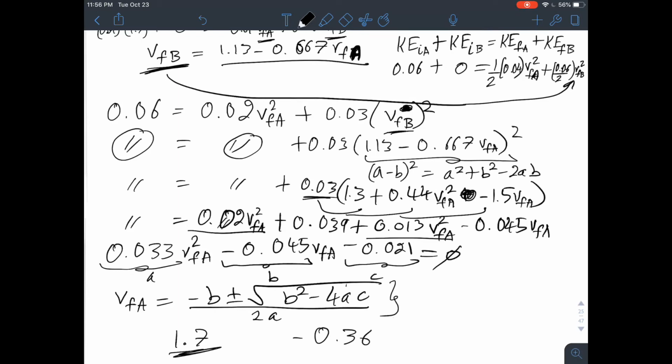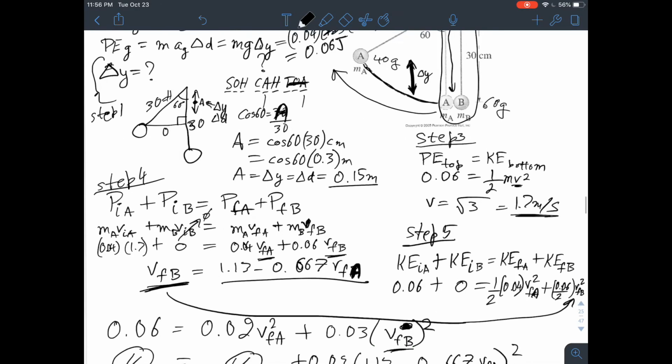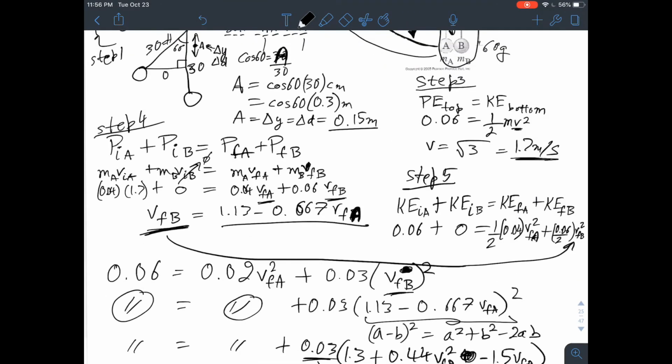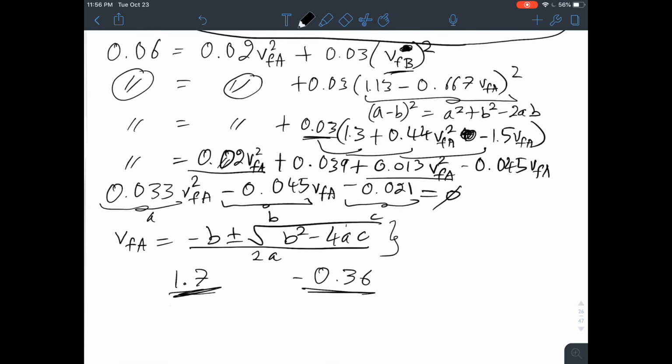And here's the cool thing, this answer is for the final velocity of ball A, right? And the fun part is, hey, technically, guess what? Before ball A hit the collision, it was actually at 1.7 meters per second. So the math is able to see beyond all the words that we humans use and tell us, hey, one of the speeds for this ball should be 1.7 meters per second.